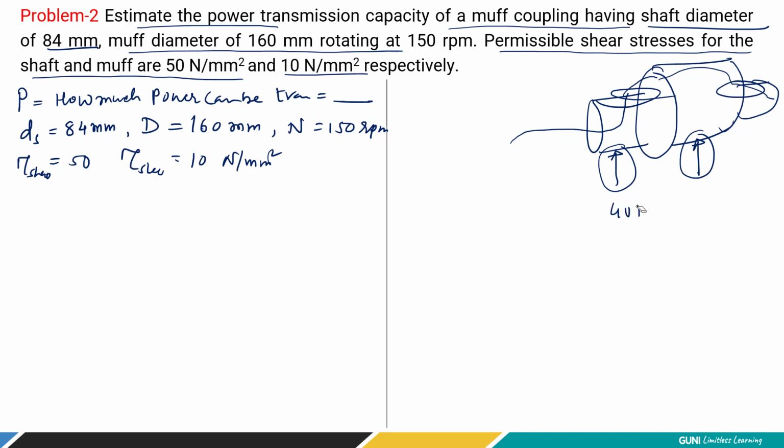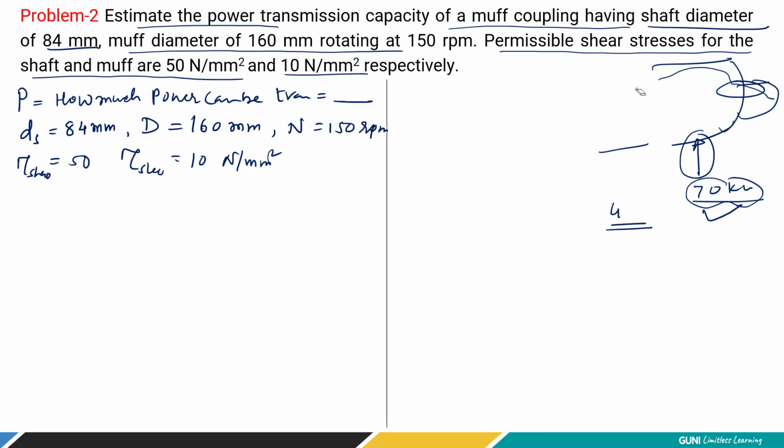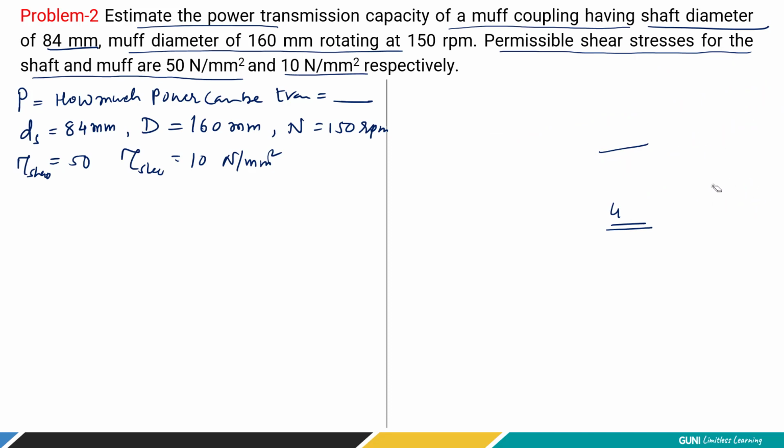Let's say this is 40 kilowatt. Let's say this is 70 kilowatt. There are chances that the coupling itself is capable of transmitting 70 kilowatt, but the shaft is capable of transmitting only 40 kilowatt. So the lowest value is the only one possible to transmit through this assembly. We cannot choose 70 kilowatt as the answer, because if you try to transmit it, the shaft will fail, as the shaft is only able to transmit 40. So the lowest is your answer. Here we have to find out the power transmitted in two ways, one from the shaft and one from the coupling. First is from the shaft.